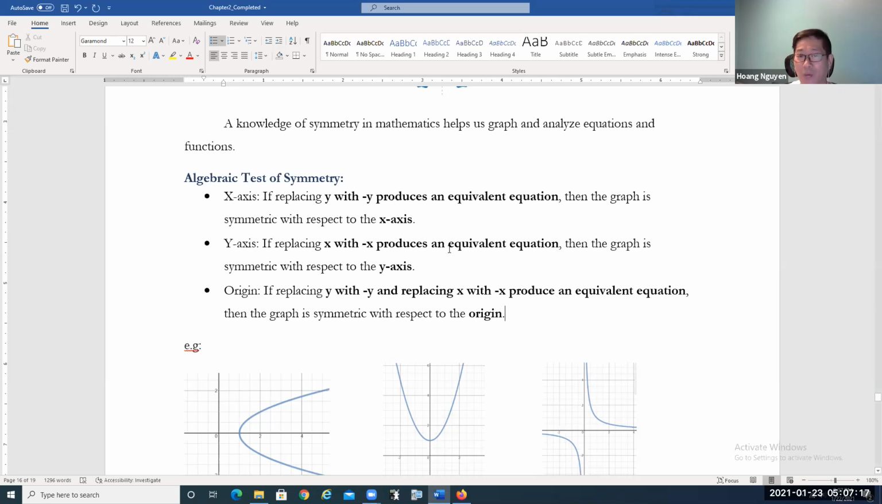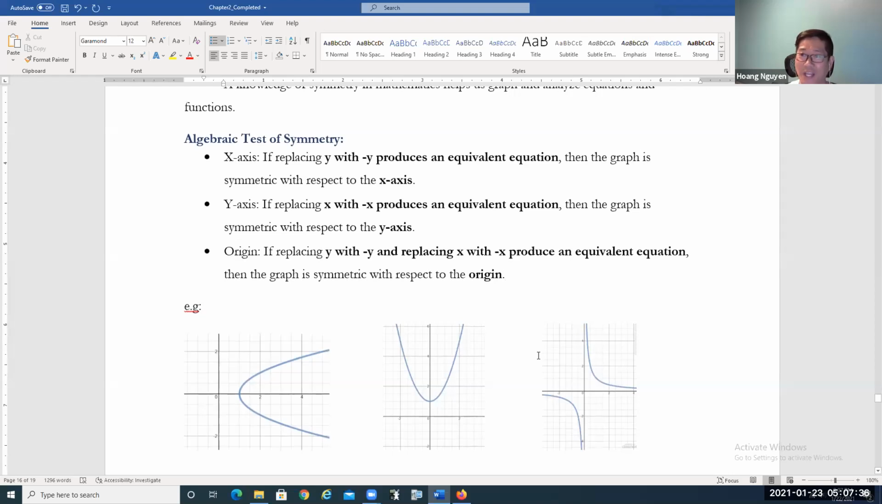Most of the time, we're going to use this concept when the question gives you an equation, to double check if the equation is symmetric with respect to the x-axis, y-axis, or the origin. Now let's take a look at the graphs first. They will give you the idea of symmetry with respect to the x-axis, y-axis, and the origin.